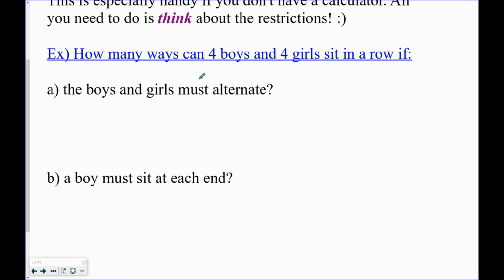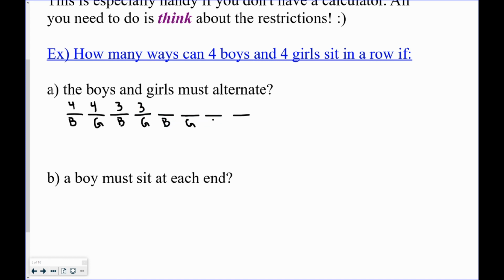Well, you have to think about it. So there's a couple ways you can do this, right? You got 8 people sitting in a row. So if you go 8 spaces, so there's the 8 spaces. Say you start with a boy. Well, how many boys are there? There's 4. And then you go with a girl because they have to alternate. Well, there's 4 girls. When you get to the second boy, there's only 3 left. And then you get to the second girl, there's only 3 girls left. And so on and so forth.